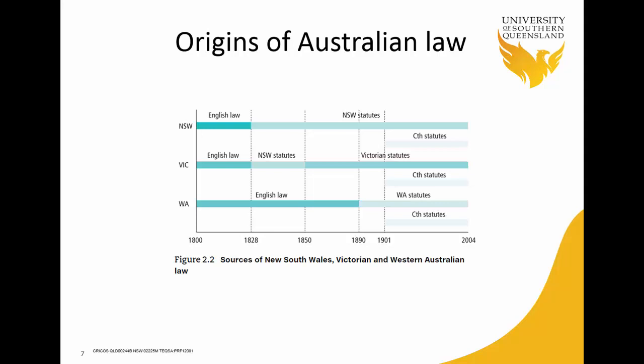However, in places like New South Wales and the states that were created out of New South Wales, like Victoria, New South Wales statutes started to take effect from 1828, and of course Victoria then separated in 1850, and you can see that that continued all the way until 1901, when we had Commonwealth statutes become the law of the land for all of these states, plus of course their own statutes coming through from their own legislatures.